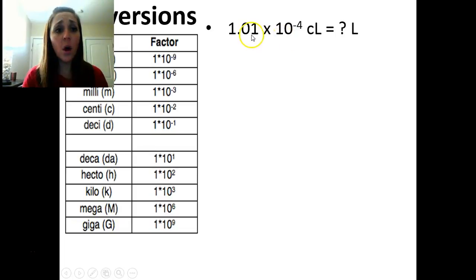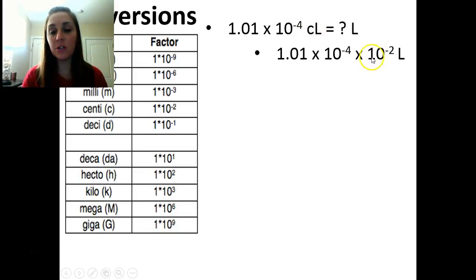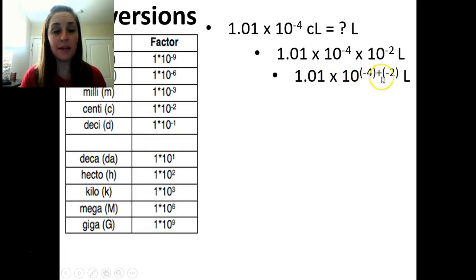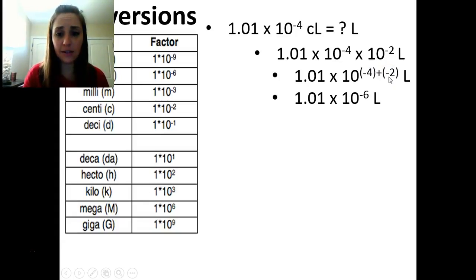And the last one, 1.01 times 10 to the negative fourth centiliters. So centi gets replaced with 10 to the negative 2. When you multiply, you add up the exponents. 1.01 times 10 to the negative 4 plus negative 2, which is like negative 4 and 2 more negatives. So 10 to the negative 6 would be the right exponent.